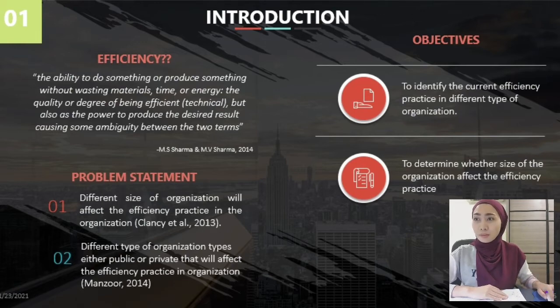First of all, what is efficiency? According to M.S. Sharma and M.V. Sharma 2014, as cited by them, efficiency is the ability to do something or produce something without wasting materials, time, or energy. The quality or degree of being efficient, in technical terms, but also the power to produce the desired result, causing some ambiguity between the two terms.